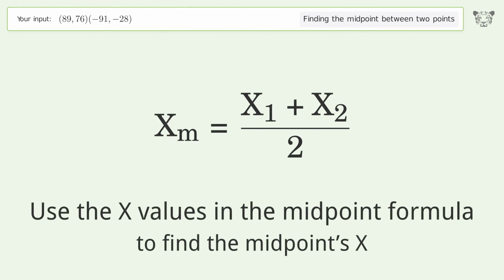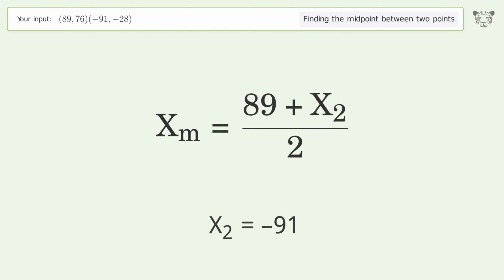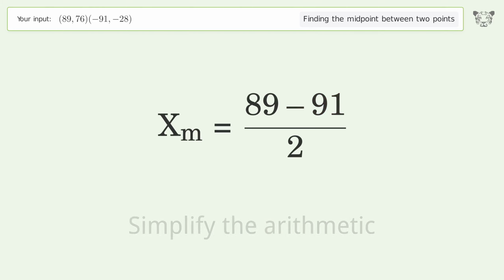Use the x values in the midpoint formula to find the midpoint's x. x1 equals 89. x2 equals -91. Simplify the arithmetic.